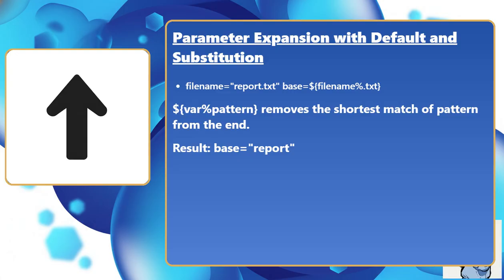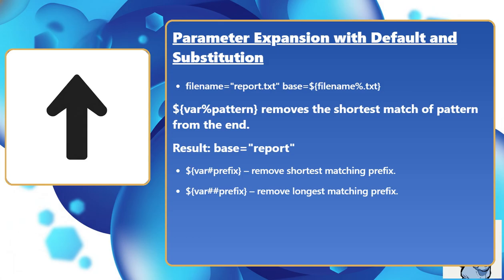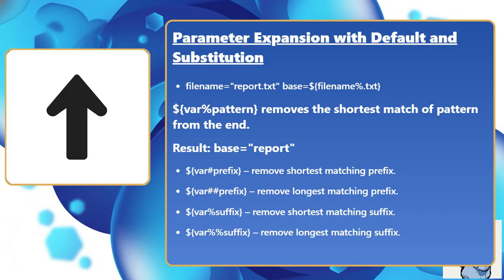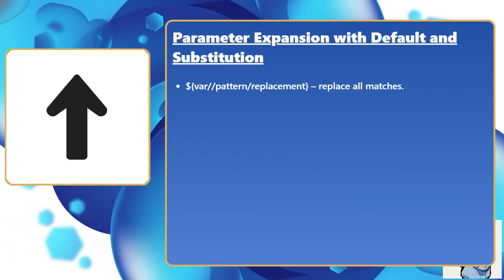filename=report.txt. base=${filename%.txt}. The percent pattern removes the shortest match of the pattern from the end. Result: base=report. ${variable#prefix} removes the shortest matching prefix. ${variable##prefix} removes the longest matching prefix. ${variable%suffix} removes the shortest matching suffix. ${variable%%suffix} removes the longest matching suffix. ${variable/pattern/replacement} replaces the first match. ${variable//pattern/replacement} replaces all matches.